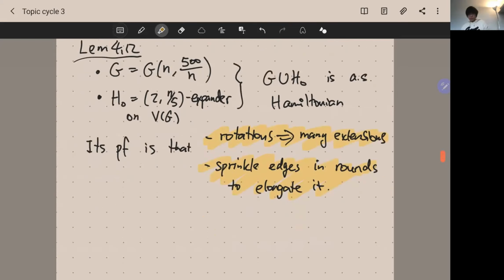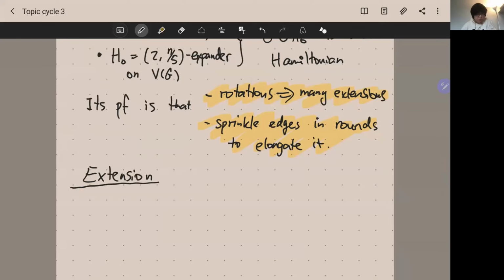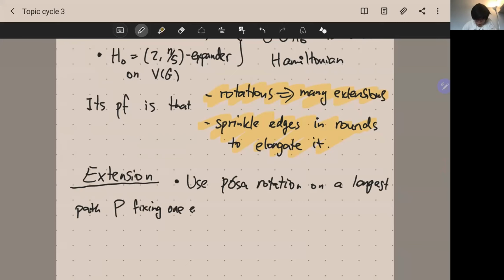Good. So let's make this sentence rigorous. First, I have to talk about extension. For the extension, I'll give you some heuristics. The heuristic is the following. What we're going to do is always start with Pósa's rotation applied on the longest path P. So let's say we use Pósa rotation on the longest path P, fixing one endpoint v that we have before, in the 2n/5 expander. Okay, suppose we do this.